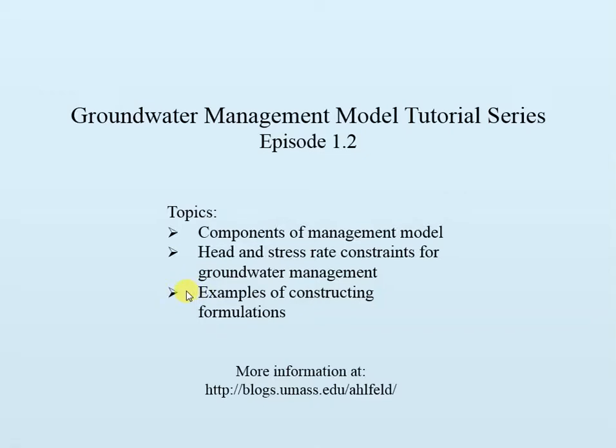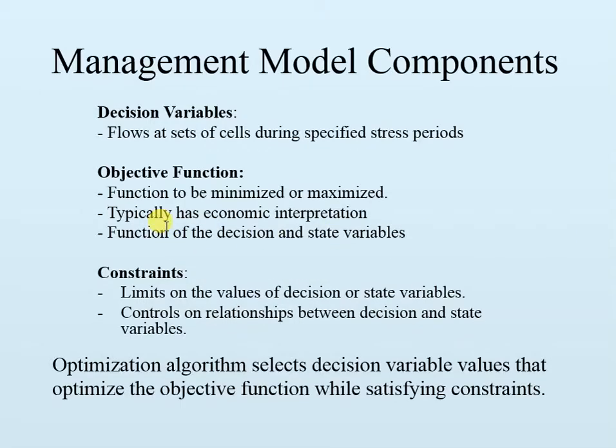So let's first look at the components of the management model. And there are three of them: decision variables, objective function, and constraints. The decision variables are those variables that you are, as the name implies, trying to make a decision about. In most of the examples, we'll look at the flows at sets of cells during specified stress periods are the decision variables. For example, pumping rates at a cell in a stress period or over multiple stress periods will be the decision variable or decision variables.